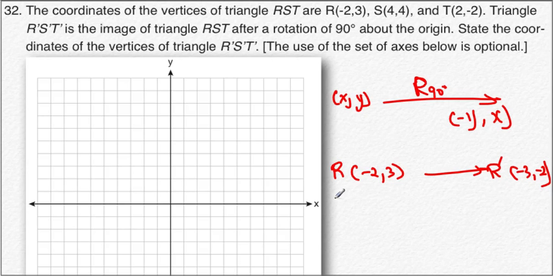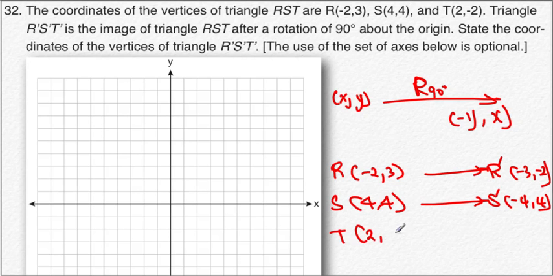And here S was 4 comma 4, and S prime would be equal to negative 4 comma 4. We just switched it and then negated only the first one. T would have been 2 comma negative 2, which will now be T prime. Switching it makes negative 2, but negation of negative becomes positive, so 2 comma 2.